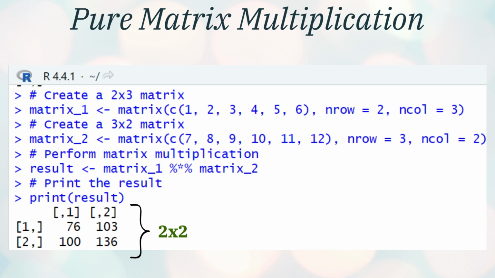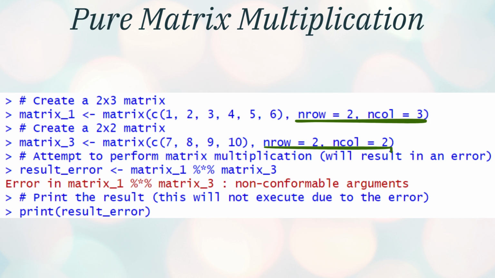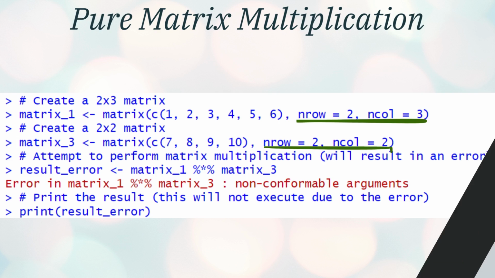If the inner dimensions don't match, R will return an error. For instance, if we try multiplying a 2 by 3 matrix with a 2 by 2 matrix, R will give an error because the inner dimensions aren't the same. R expects the inner dimensions to be compatible for the multiplication to work.